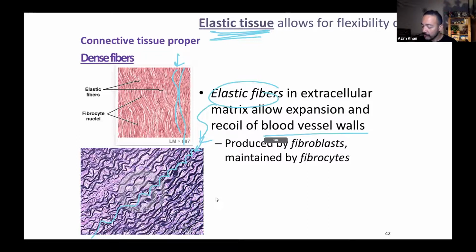We find them, for example, in the walls of blood vessels. They can also be found outside of the lungs, or the lining of the lungs, so that when your lungs expand, they can come back to their original shape. Once again, produced by fibroblasts, maintained by fibrocytes. Elastic tissue is great for recoil and flexibility, and comes back to its original shape. Once again, as you age, this tends to not heal as easily. Things get less elastic, so your blood vessels generally get harder as you age, and that can lead to increased blood pressure, something that we just have to watch out for as we get older.